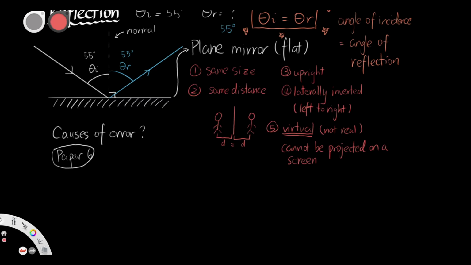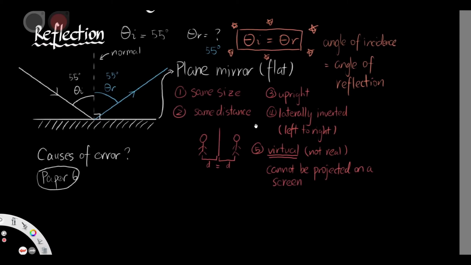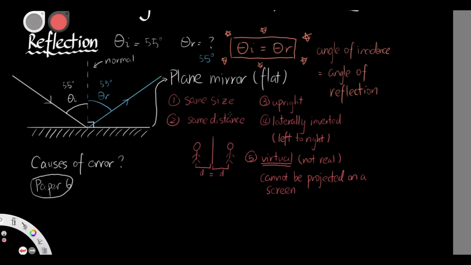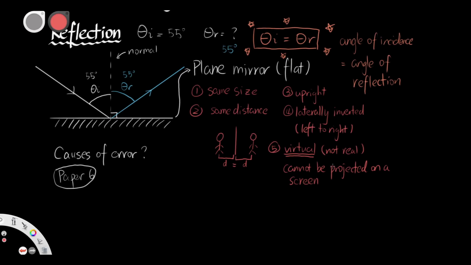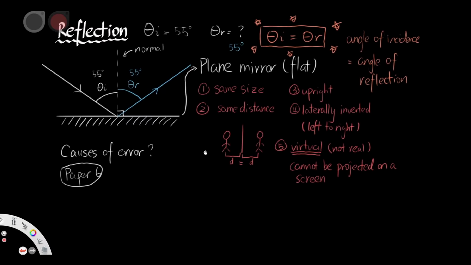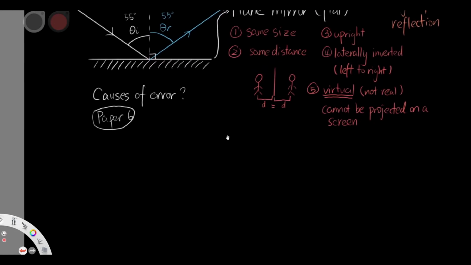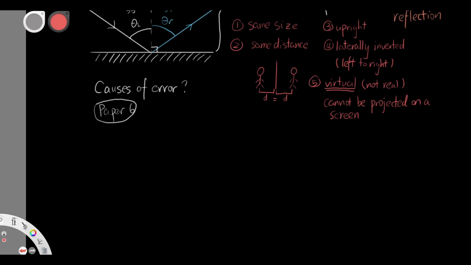Anyway, here are the 5 most important features of a plane mirror: same size, same distance, upright, laterally inverted, and virtual, so it cannot be projected on the screen. All right, moving on. We have something very interesting.